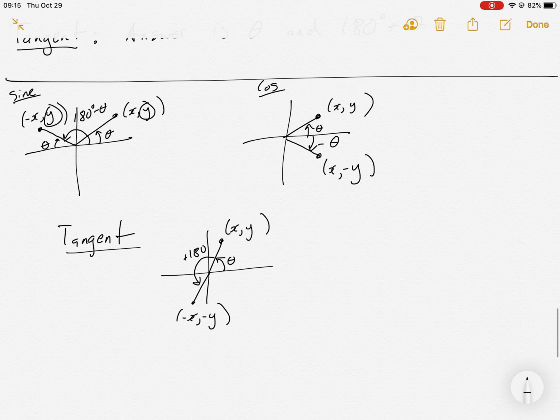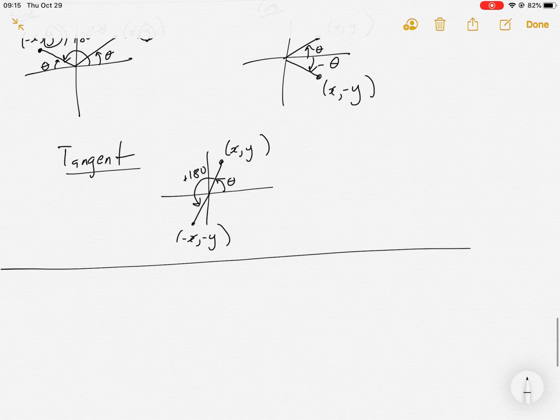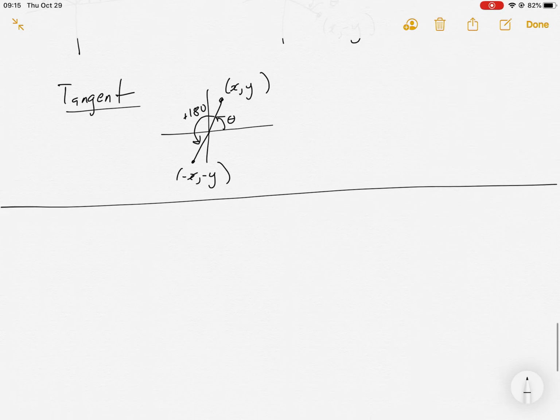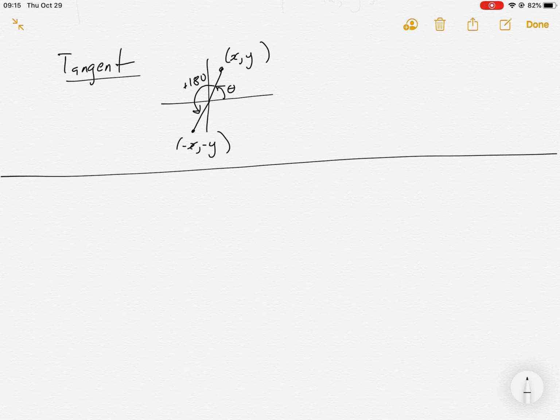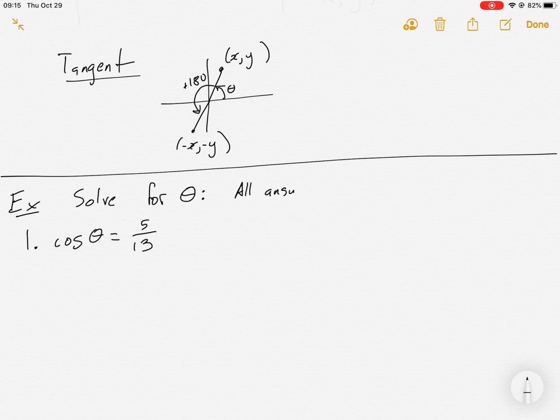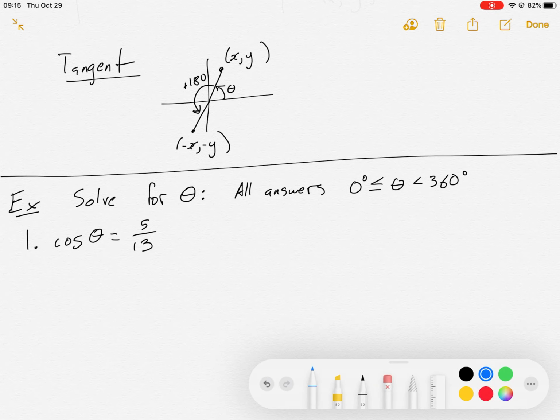So before I end this video, I know it's getting a little bit long. Let's just see how this would apply if we were using inverse trig functions. So let's say I said solve for theta. We'll do two examples. The first one is cosine of theta equals 5 over 13. And I'm going to say solve for theta, and I want all answers in this range here, 0 to 360.